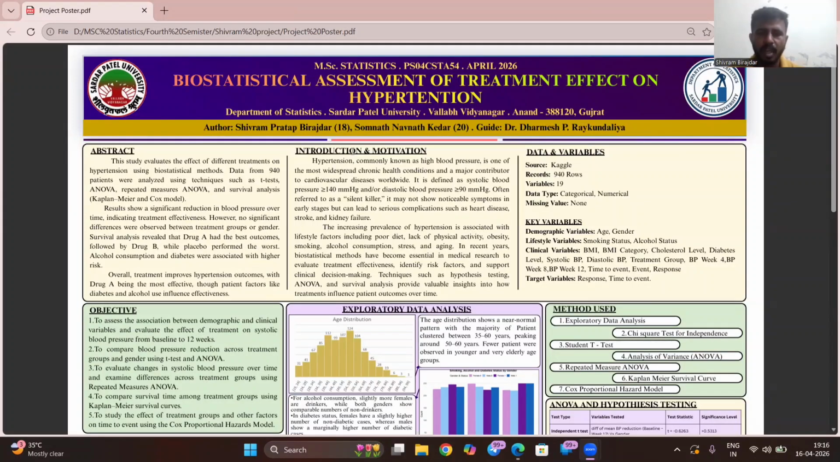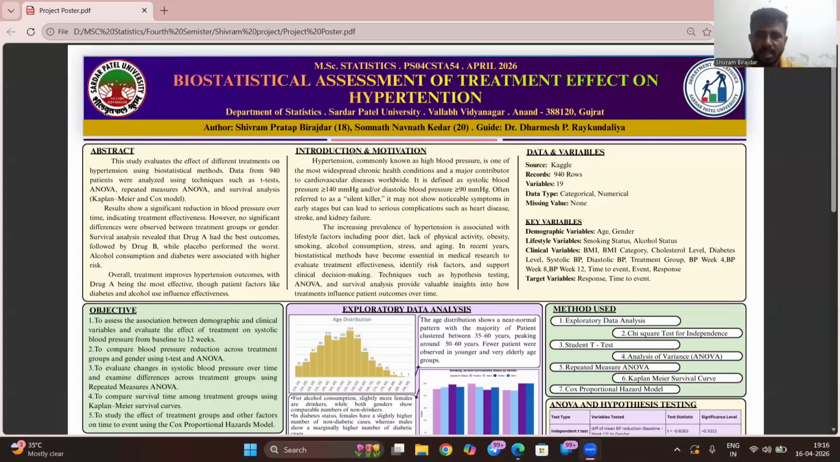Today, I will present my project titled Biostatistical Assessment of Treatment Effect on Hypertension. Hypertension, also known as high blood pressure, is a major global health issue and a leading cause of cardiovascular diseases. It is often called the silent killer due to severe complications like stroke, heart disease, and kidney failure. The motivation behind this study is to use statistical methods to evaluate how effective different treatments are and to understand the factors that influence patient outcomes.